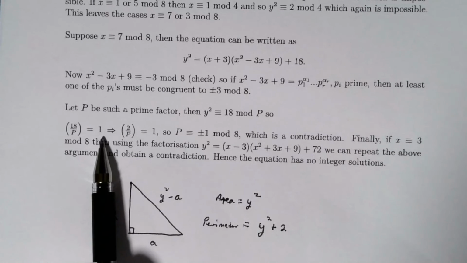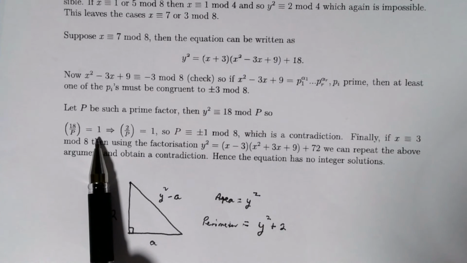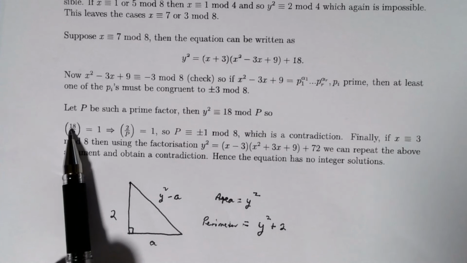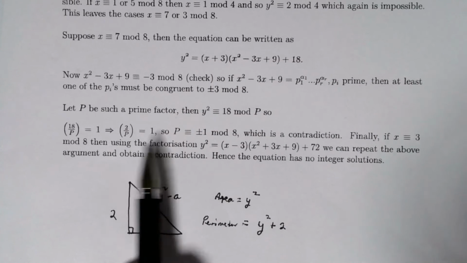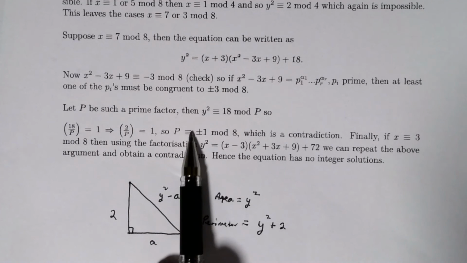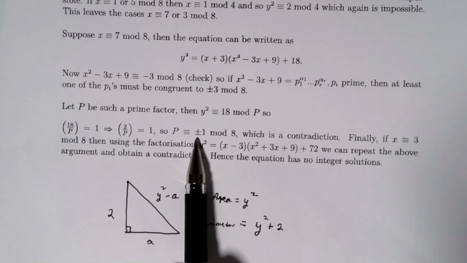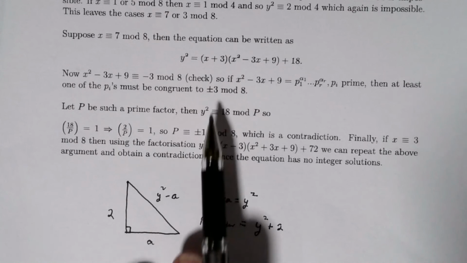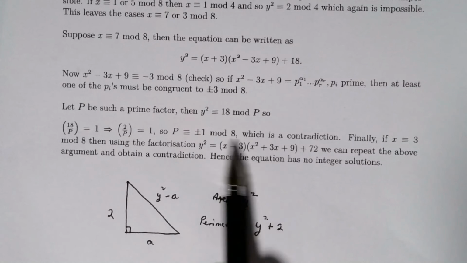That tells me then that the Legendre symbol 18 over p must be 1. I can take a 9 out of here and rewrite this as 2 over p. And we've seen before that means this p must be plus or minus 1 mod 8. But that cannot be because our p is plus or minus 3 mod 8. So that's a contradiction.